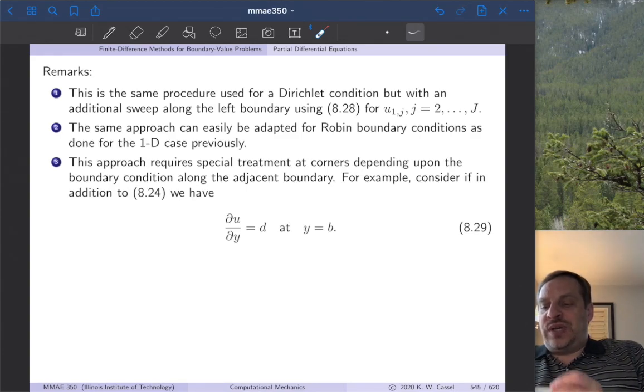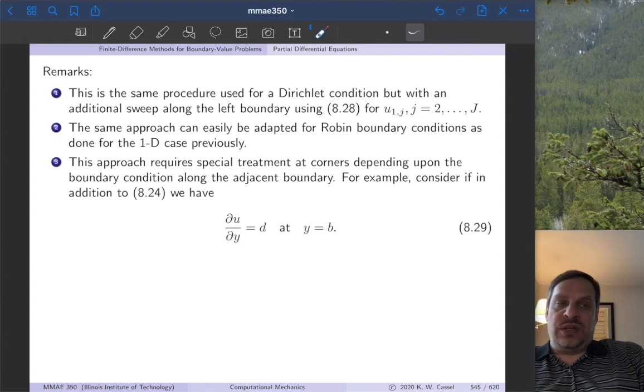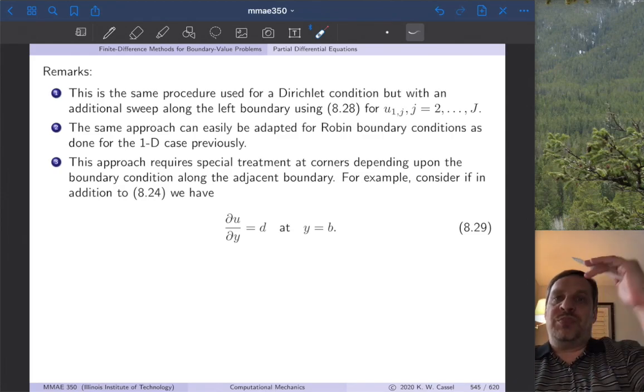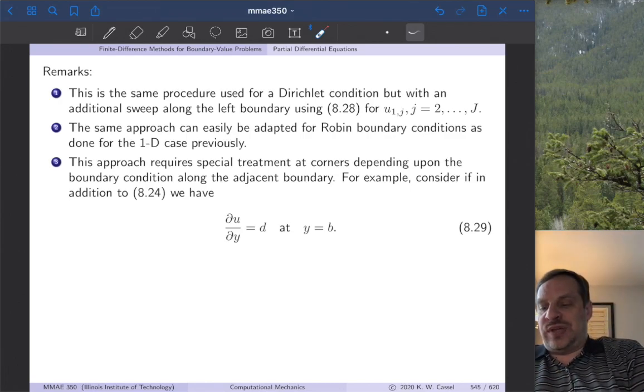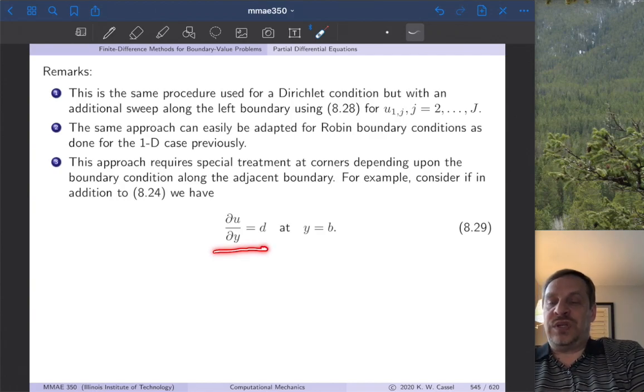It works exactly the same. Now, where things do get a little bit more complicated in the 2D versus the 1D case is the following. What would happen if we had that left boundary condition Neumann, but let's say we had a Neumann boundary condition along the top boundary as well? That would be partial u partial y, the normal derivative, is equal to some specified value d. So that's along the top boundary.